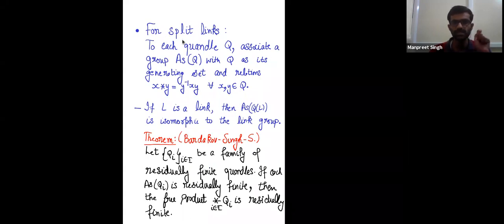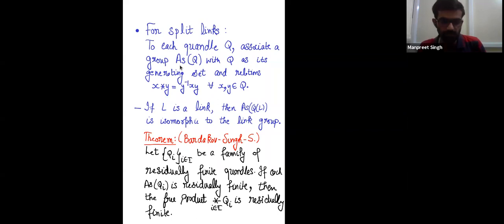For split links we need to look at free products. To each quandle Q we can associate a group, also known as the enveloping group, adjoint group or associated group, which is generated by the set Q, and the relations are of conjugation type. It was proved by Matveev and Joyce that if L is a link, then the associated group of the link quandle is the link group.